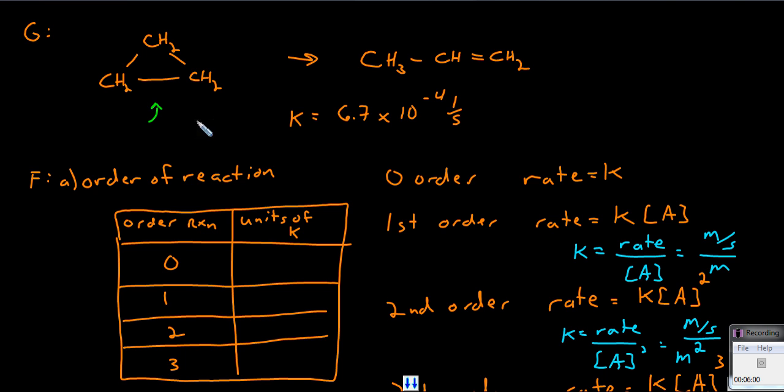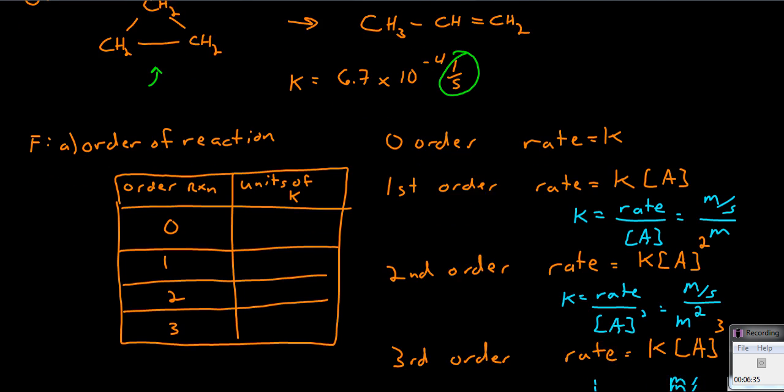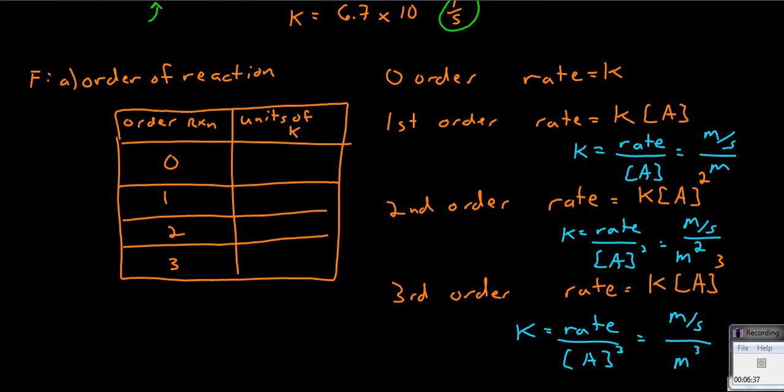But another way to know the order of this reaction is by the units in your rate constant. You should memorize and recognize the units of rate constant versus the order of reaction. What are the units for rate constant for all of these different types of orders of rate reaction?